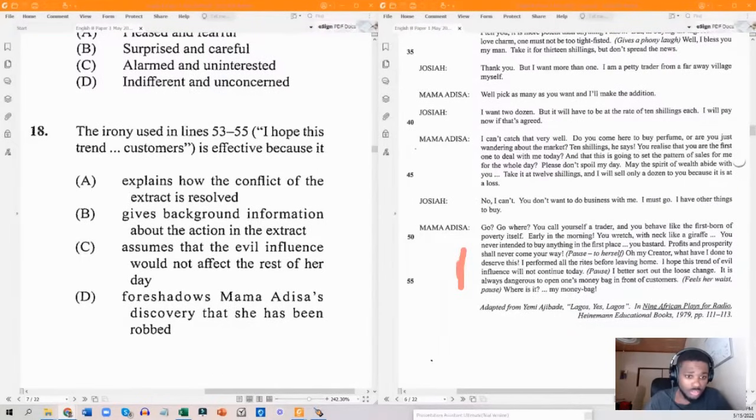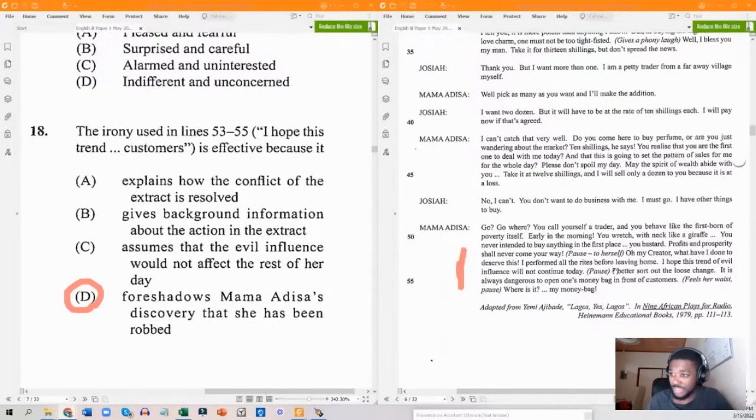All right. So 18, I'm seeing D. So yeah, D. 18: D foreshadows Mama Adisa's discovery that she has been robbed.